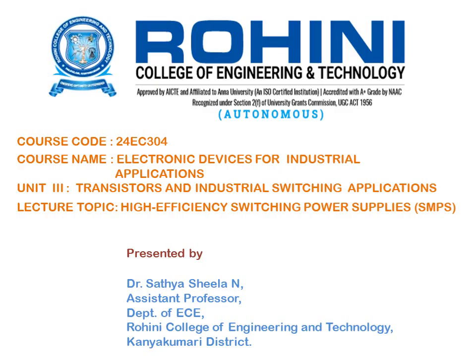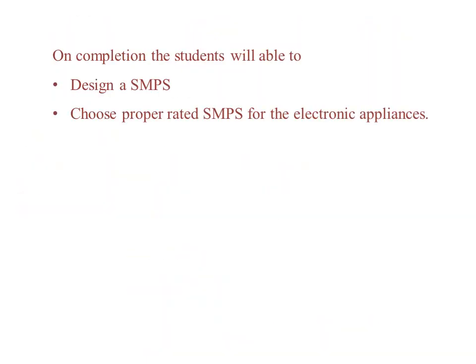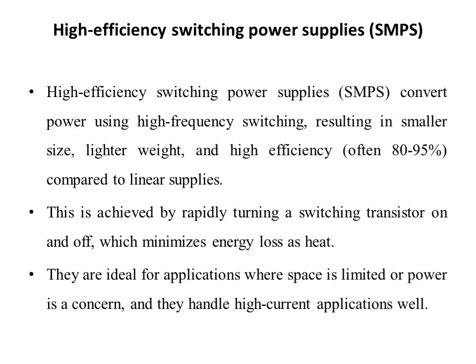The course name is Electronic Devices for Industrial Applications, Unit 3, Transistors and Industrial Switching Applications. The topic we are going to discuss today is High Efficiency Switching Power Supplies, that is SMPS. On completion, the students will be able to design an SMPS and choose a properly rated SMPS for electronic appliances.